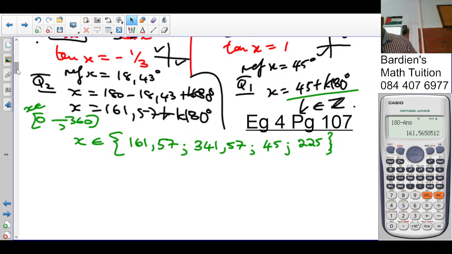Alright, for homework, I would like you guys to do exercise 7 on page 107. Then we have one more thing to wrap up in terms of your trigonometry, your compound and double angles.